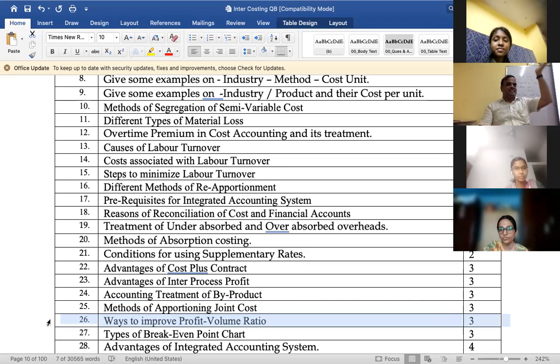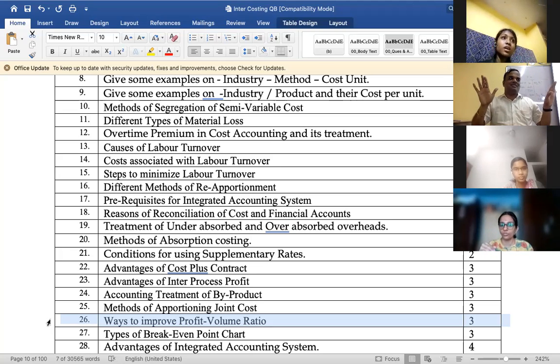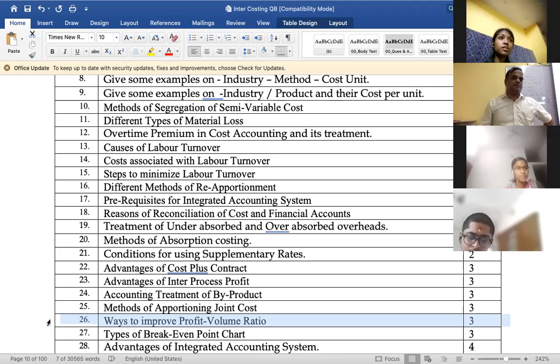Increase in sales price increases the PV ratio; decrease in variable cost increases it. This is sales mix: push the more profitable product. Three ways: increase in selling price, decrease in variable cost, or change in sales mix. Increase in sales quantity does not change the PV ratio. Quantity does not affect it. Okay, selling price increase. Good.